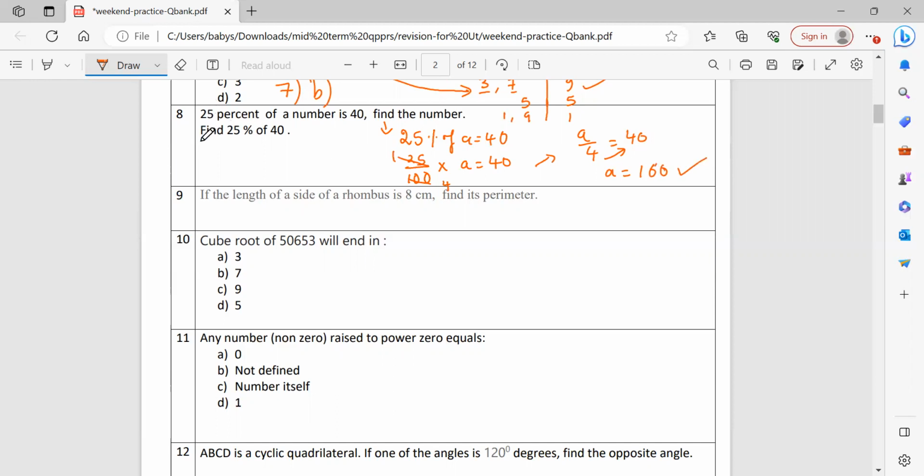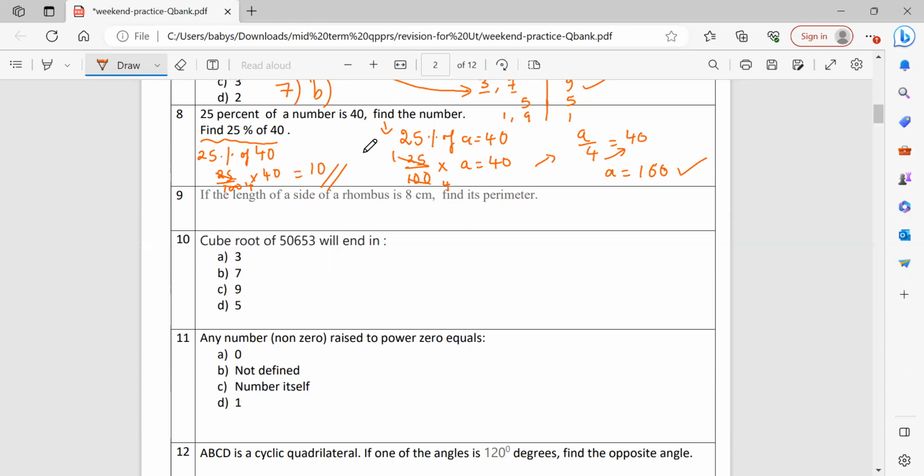Now coming to the next part, which is find 25% of 40. This is easy, so be careful. I put this deliberately because I want you to know the difference. 25% of a number is 40, find the number, and find 25% of 40 are two different things. Now here it is 25% of 40, and 25% technically amounts to 1/4 of the number. Otherwise you go with what you know, 25 by 100 into 40. 25 ones are, 25 fours are, 40 divided by 4 is 10. The answer is 10.